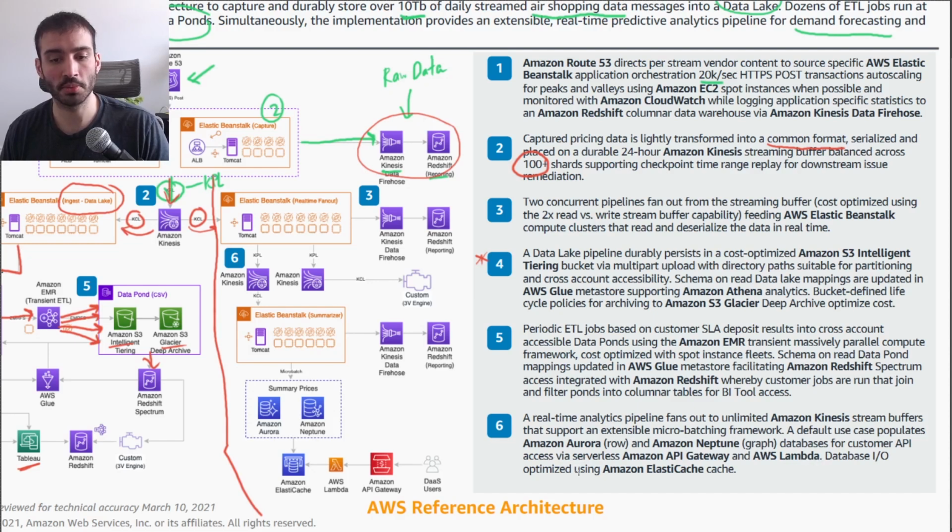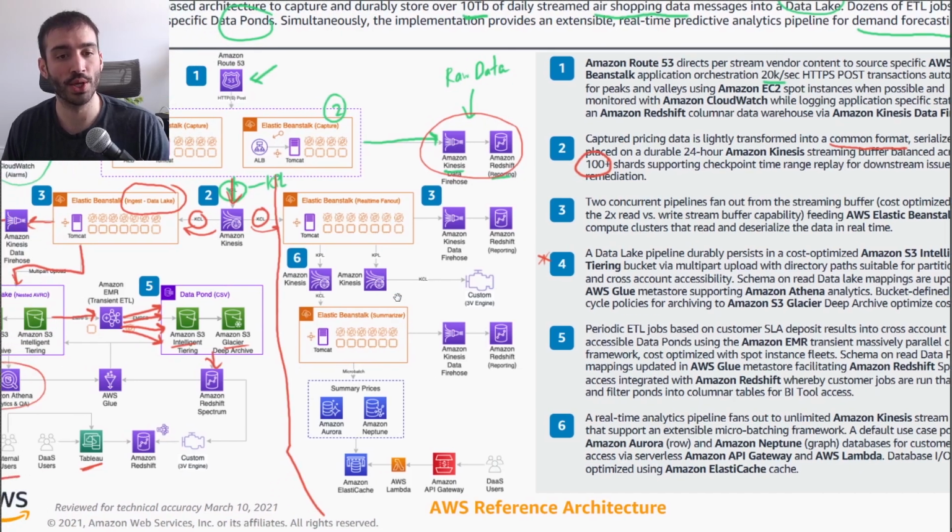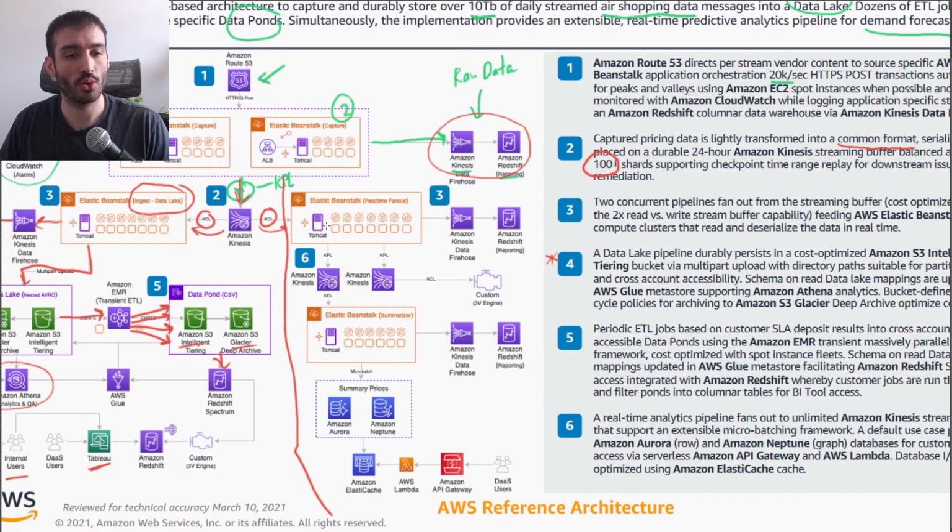Database I/O is optimized using Elastic Cache. Okay, cool. So there's a lot of stuff going on here. Normalized data is going into KCL again, and I don't know why they're doing it this way. Actually, this makes sense. So they're producing, and it's going into a Kinesis stream, and then they're reading off of it here. And I suppose they have the same setup going on over here.